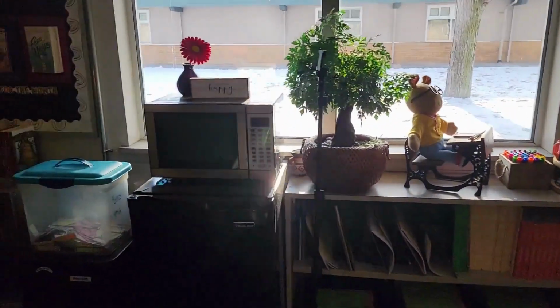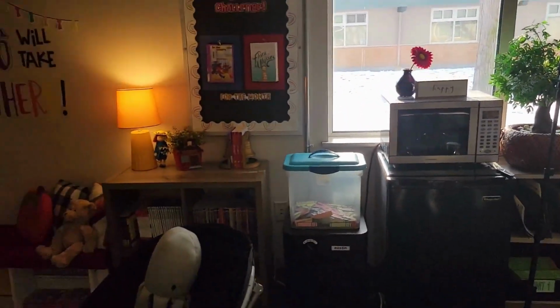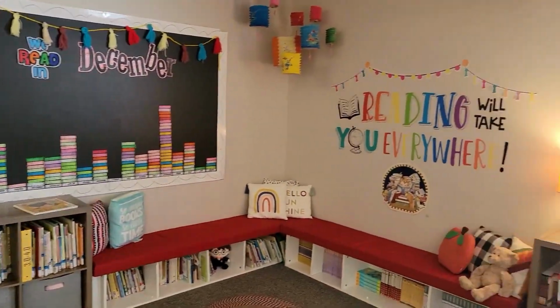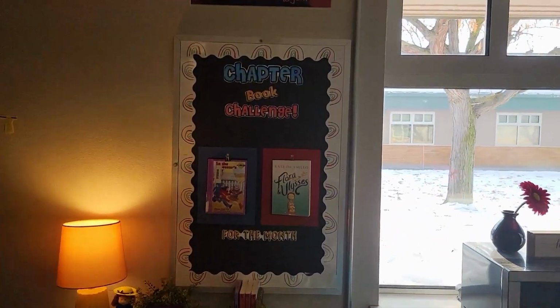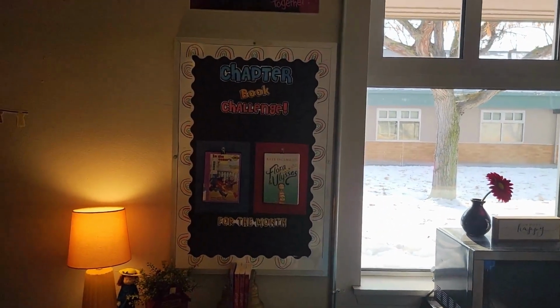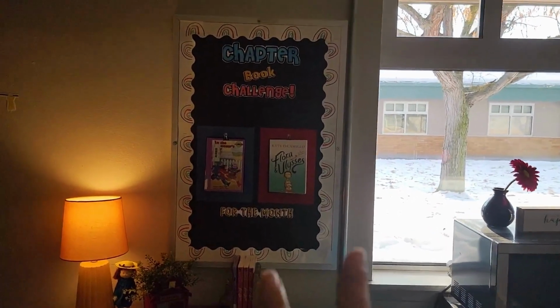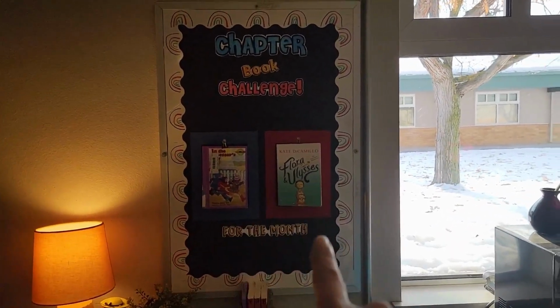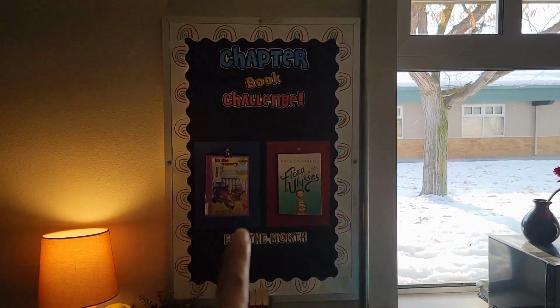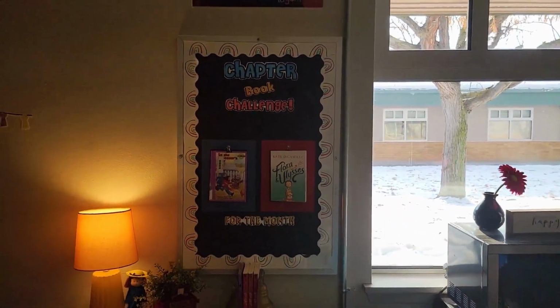Over on this side, we have our reading nook, and this is one of my favorite areas. Every single month, I have a chapter book challenge that I put forth to the kids, and I have, as you can see, 2 different levels. This one is for the kids that are on level 3rd grade, and this one here is for the kids that need just a little bit of a lower level.